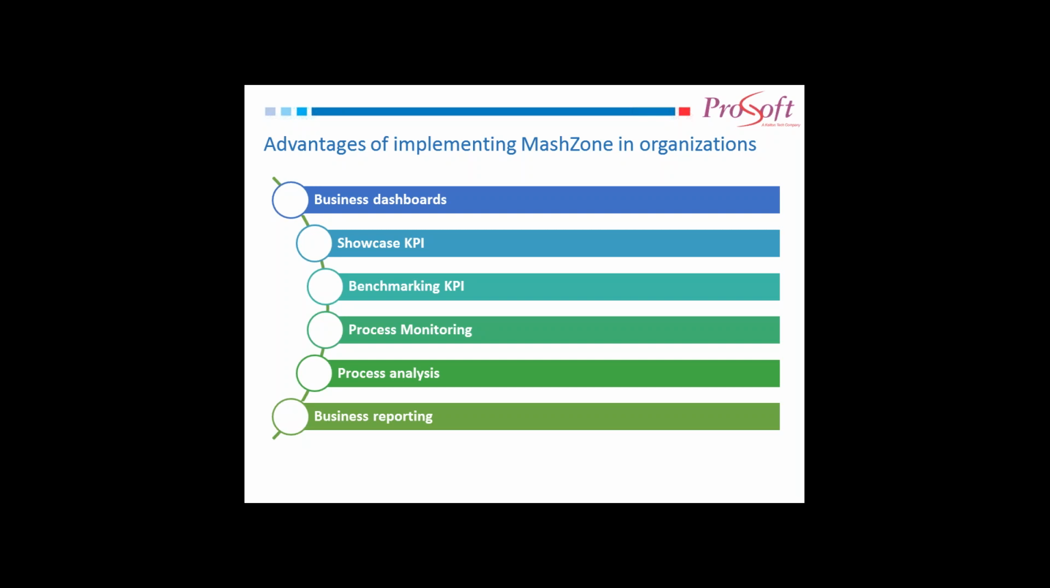We can quickly develop the mashups and report about the business to the users. So the points we discussed are represented in simple words like dashboards, showcase KPI, benchmarking KPI, process monitoring, process analysis, and business reporting.